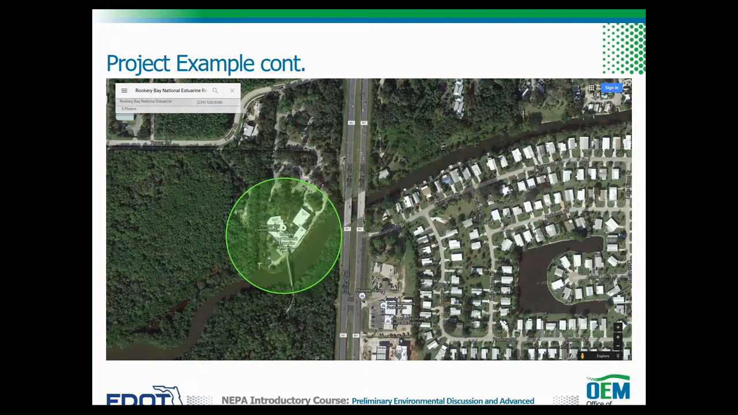As we delve a little deeper into our evaluation, what do we find? We see that the project is close to Rookery Bay National Estuarine Research Reserve. What do you think are the implications? The project may have involvement with mangroves and seagrass, essential fish habitat, threatened and endangered species, Section 4F, and special designations. It could be adjacent to an outstanding Florida water or an aquatic preserve.